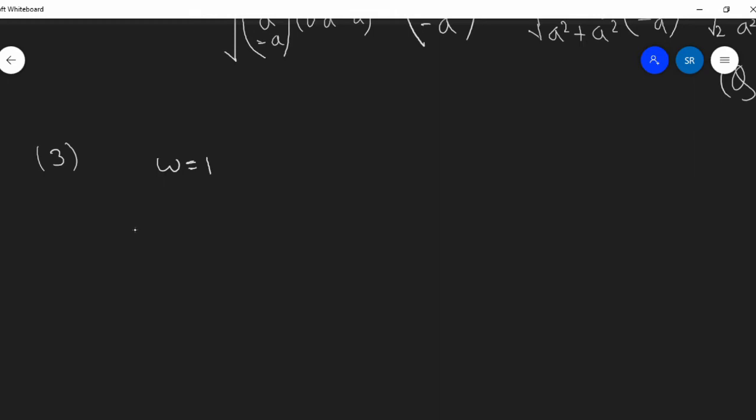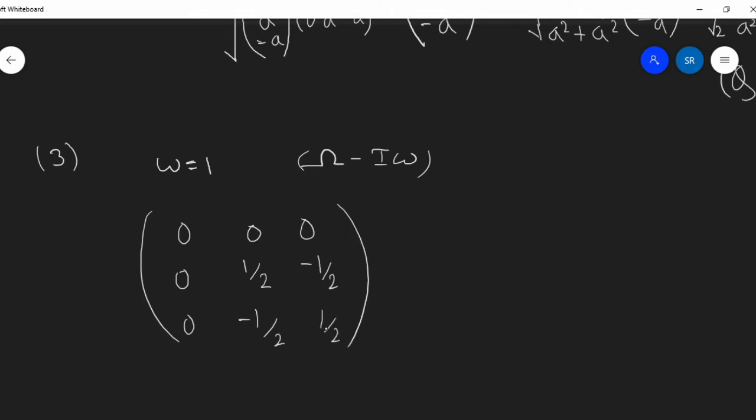Now, for omega equals 1, simple. Our big omega minus i small omega, I should just write it down. Big omega minus i small omega gives us 0, then 0, and 0, 0, and then 0, 1 half minus half, and minus half, and half. Great. Half is all you get for now. Anyway, so this is our answer. This is not the answer.